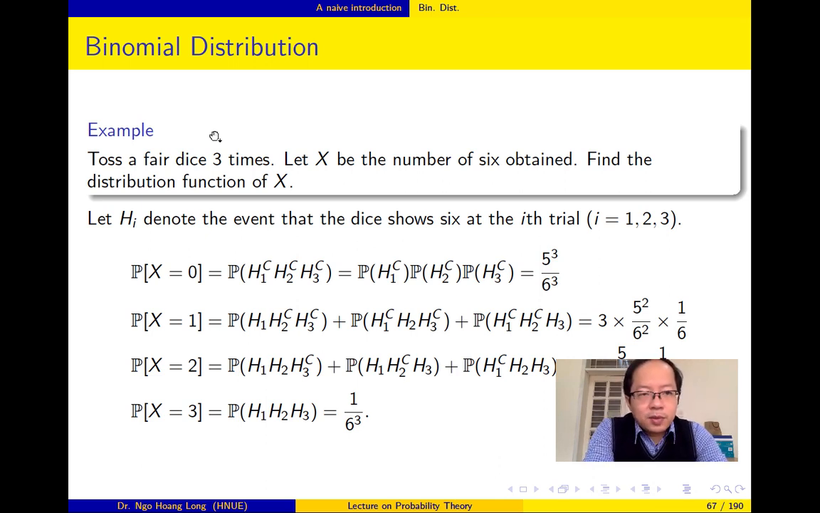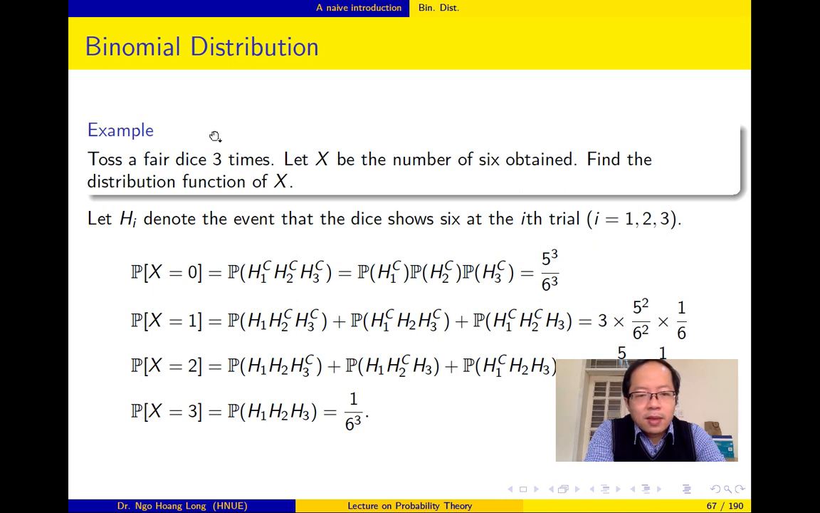The second well-known discrete distribution is the binomial distribution. So we start with a simple example as follows. We toss a fair die 3 times. You remember what a fair die is? It's a die with 6 faces, and the probability that each face shows is 1 over 6. And let X be the number of 6s obtained. Find the distribution of X.